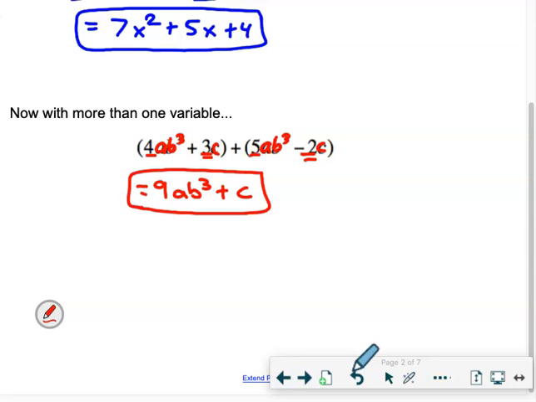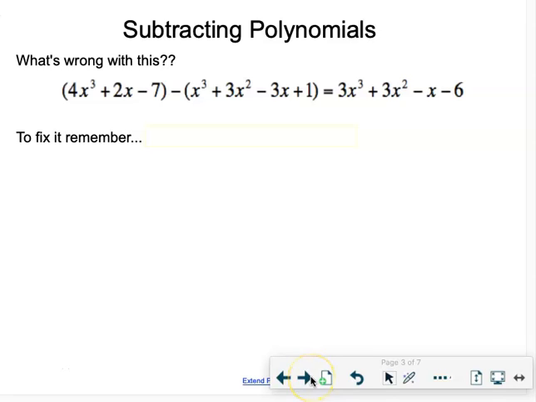If there's more than one letter, nothing changes. As long as the bases are a perfect match, you can add the coefficients. Okay, here's another mistake. So what's wrong with this? When we subtract, remember what we wanted to do was distribute the negative into everything, and write it as a plus problem. When we do that, we can turn this into a plus, but we have to take the opposite sign of everything inside the parentheses. So I'm willing to bet that's where the mistakes are.